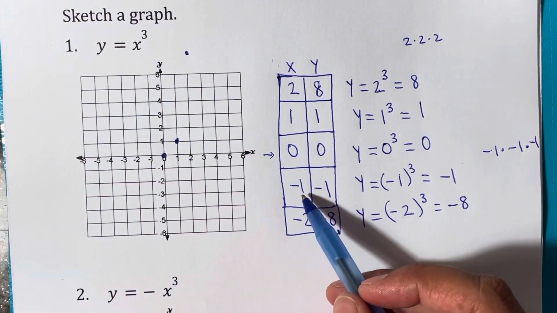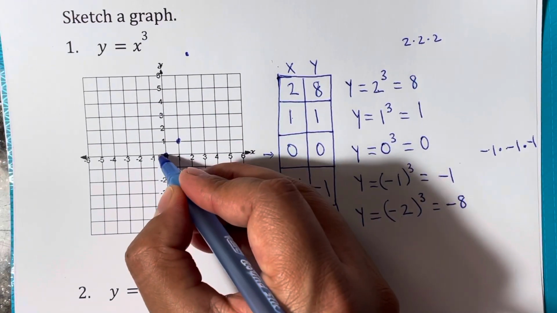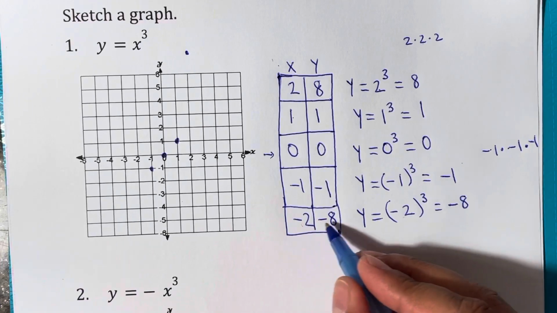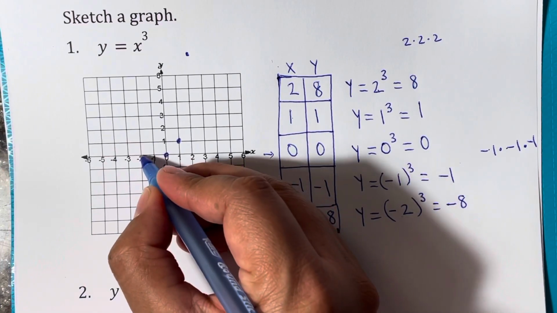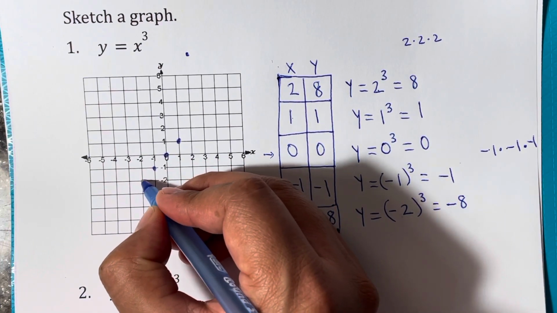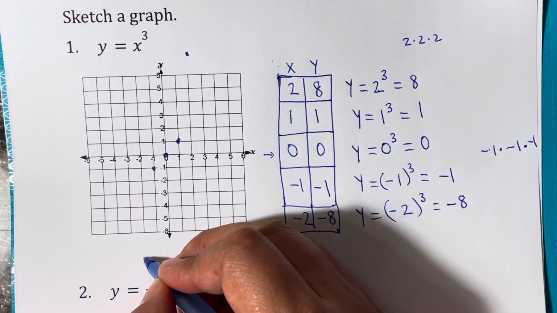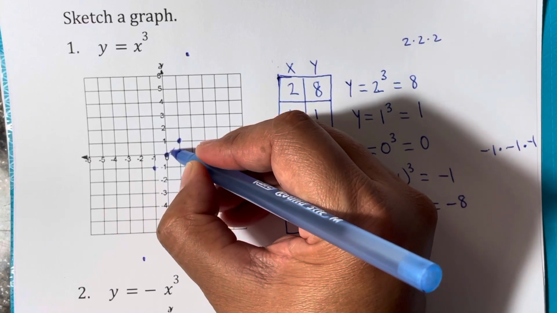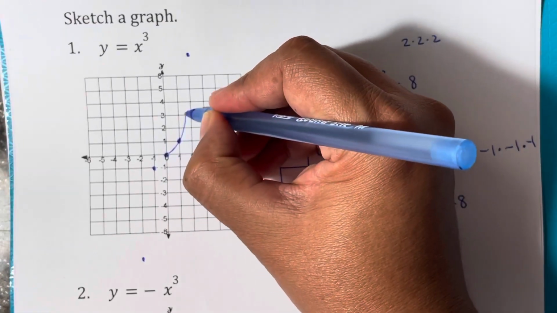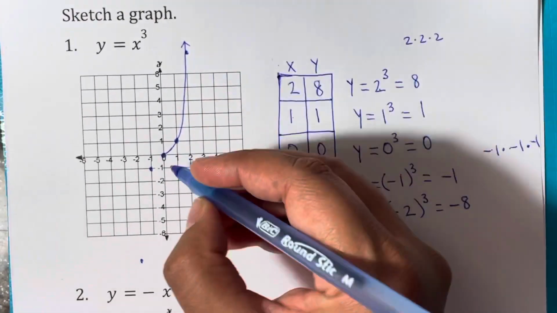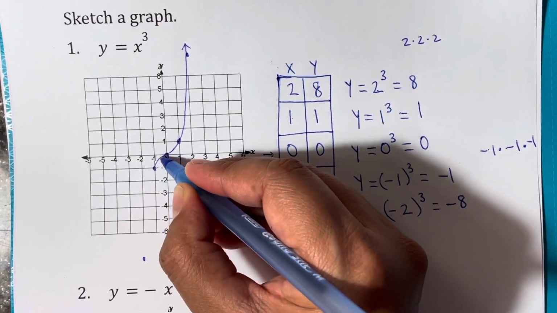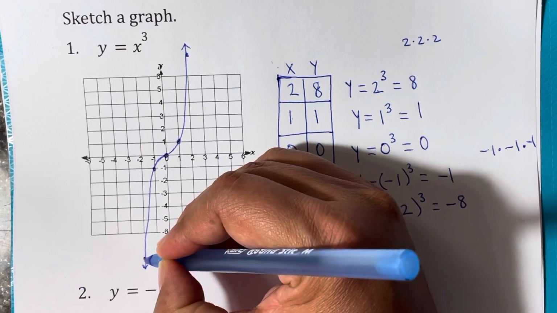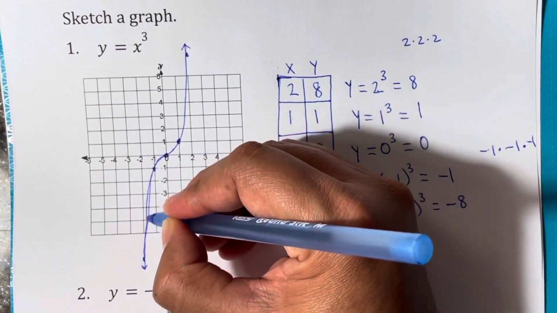Then for the other side is -1, -1, -1 on x, -1 on y, and then -2, -8, -2 on x, -8 on y around here, and then the graph will go something like this. So that's my graph, that's the mother graph.